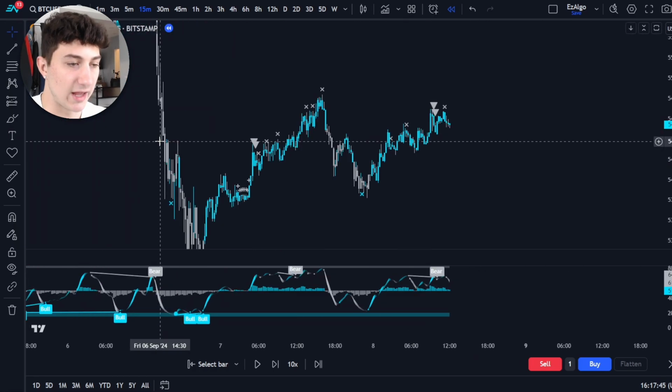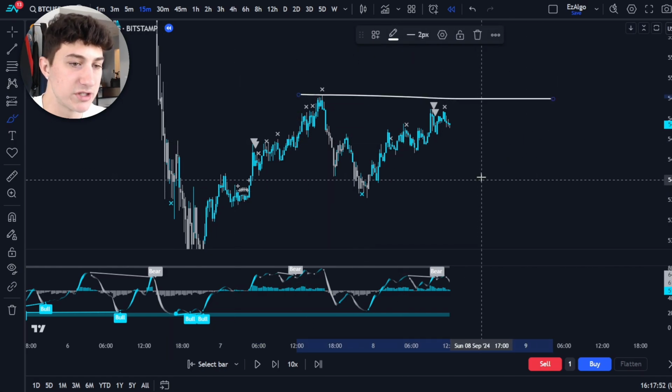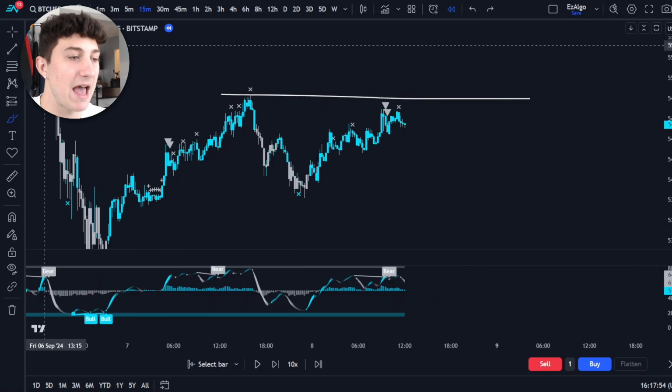But in this case, like I mentioned at the beginning, this was to some a bias flip. I want to see a clear close above this level with displacement. I haven't really seen that yet.